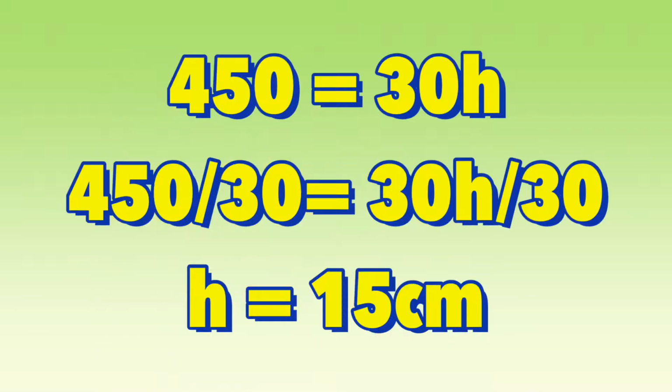And 2 times 225, we have 450 equals 30h. And we're going to divide both sides by 30. So we have 450 divided by 30 equals 15 centimeters, and 30 divided by 30 equals h. So therefore the height is equal to 15 centimeters.